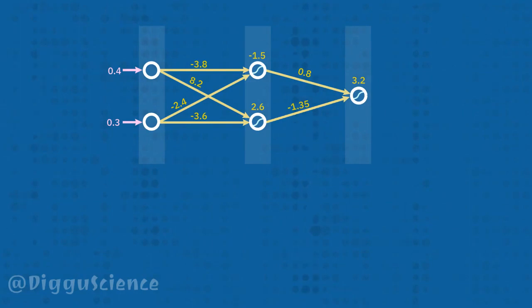To make identification easier, let's call the nodes on the input layer node 1 and node 2. The nodes on the hidden layer are node 3 and node 4. The node on the output layer is node 5. Well, node 3 receives signals from node 1 and node 2. The signals receive weights and biases with certain values.